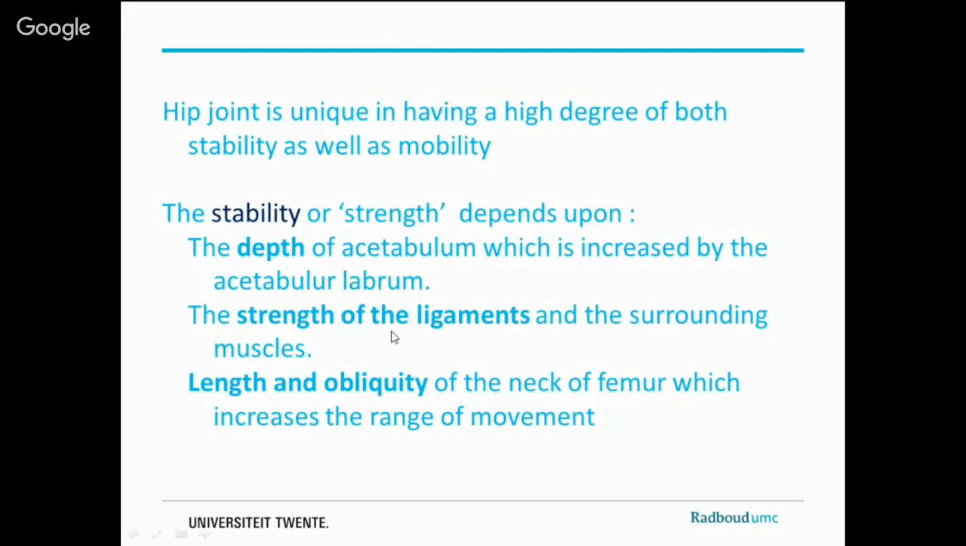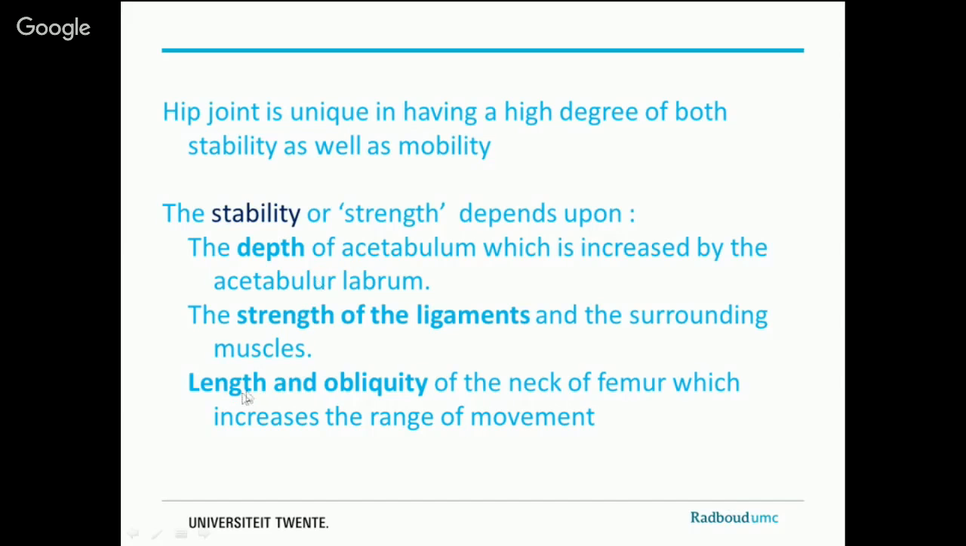So that increases the stability, and the strength of the hip joint is also increased by the ligaments. It's very difficult to separate ligaments from capsule because the capsule consists of ligaments. If I ask the surgeons from a modeling point of view, which ligaments should I simulate, they say, well, the whole capsule. So it's very difficult to discriminate that. And the stability of the joint also depends on the length and the orientation of the neck of the femur. I will come back to that.